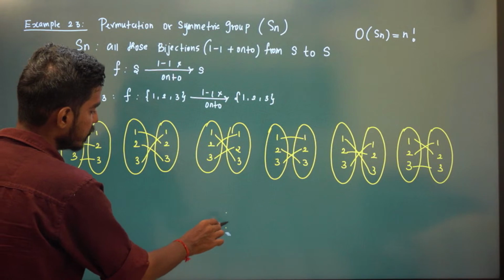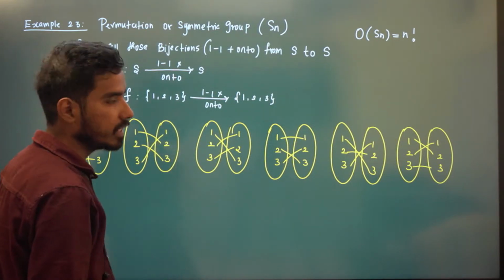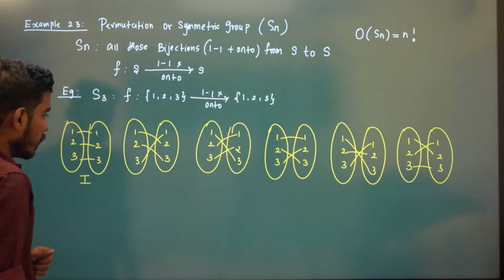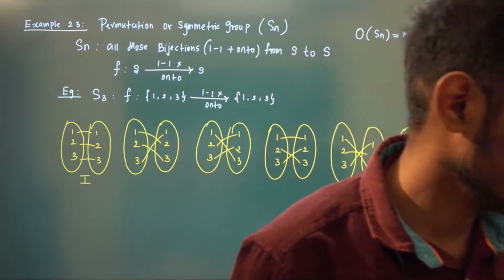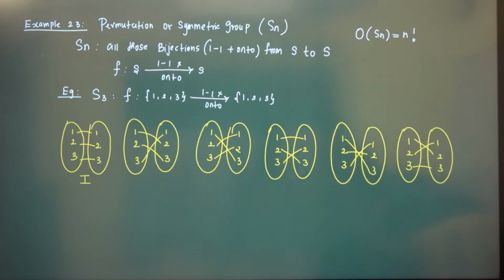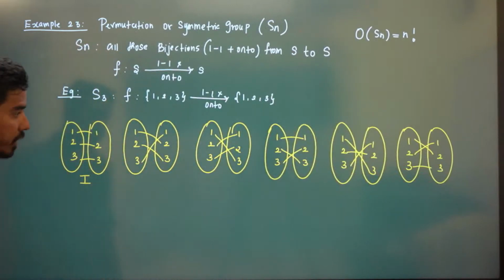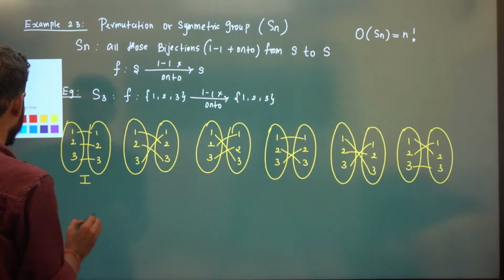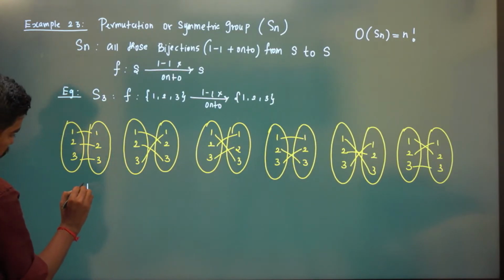These are the 6 one-to-one and onto mappings that you can form if you have a set with 3 elements, right? I'm going to write this down mathematically, because you don't want to write diagrams all the way. Very important stage. This is the ID permutation.